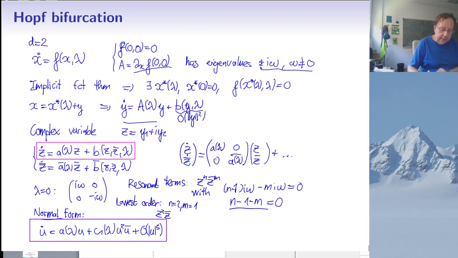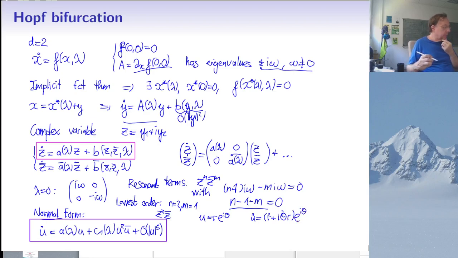We have shown that in appropriate coordinates, the system near lambda equal 0 is given by this following expression. Now, how do we analyze this system? Well, it is actually useful to go to polar coordinates. So we can write that u is equal to r times exponential i theta, where r is the modulus of u and theta is its argument. And then we find that u dot can be written as (r dot plus i theta dot) times r times exponential i theta.